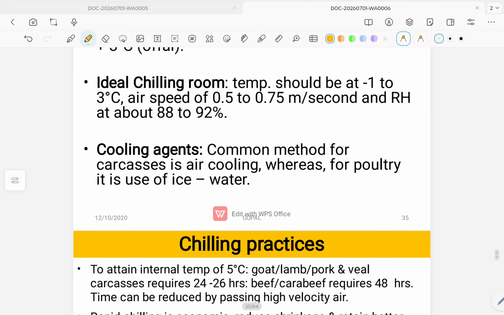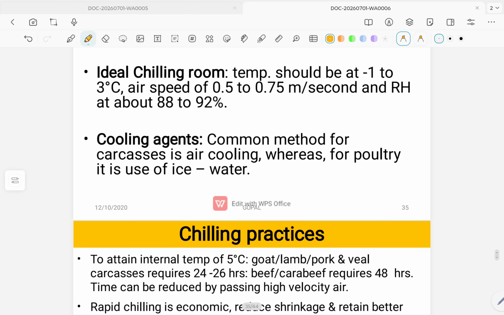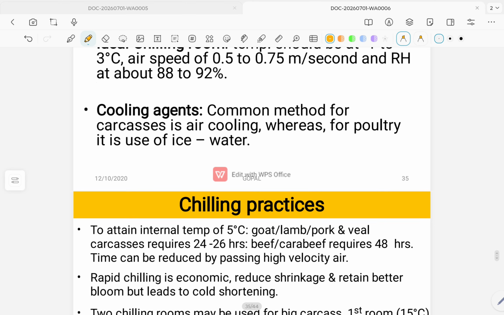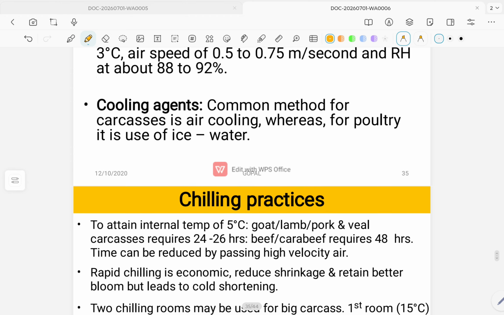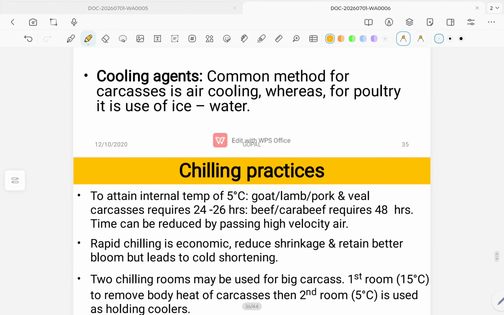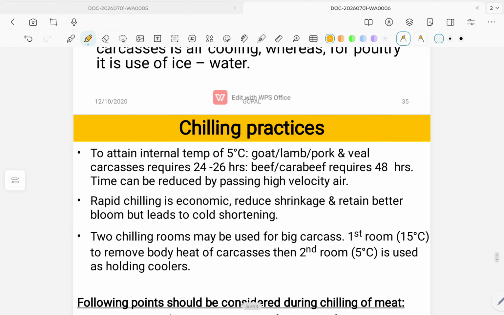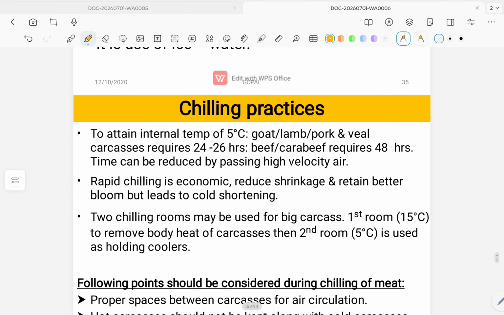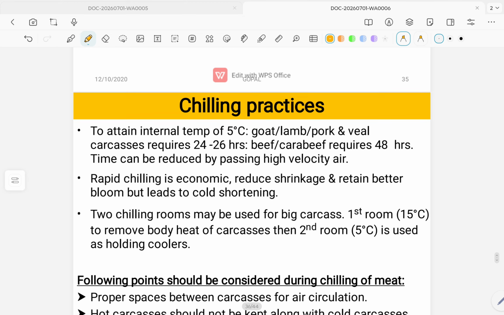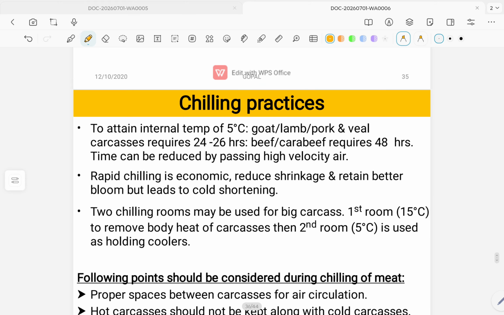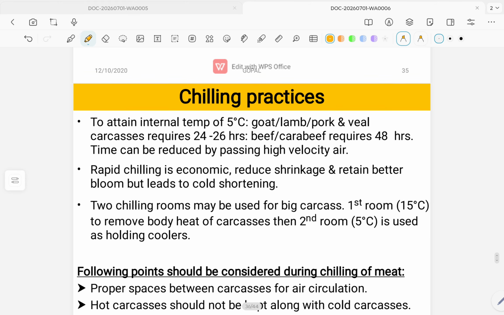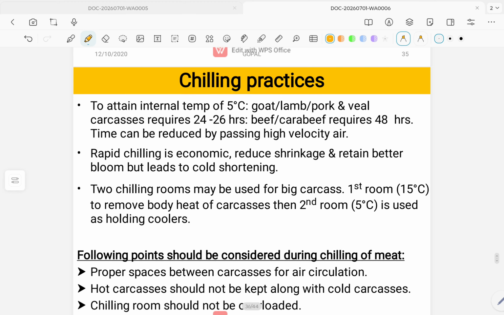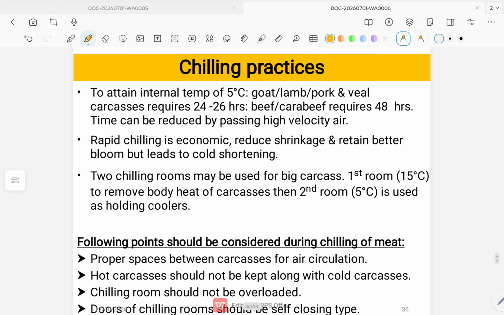Cooling agent. Common method for carcasses is air cooling, whereas for poultry it is usage of ice water. Chilling practices: to attain internal temperature of 5 degrees Celsius, goat, lamb, pork or veal carcasses require 24 to 26 hours. Beef carcasses require 48 hours. Time can be reduced by passing high velocity air.